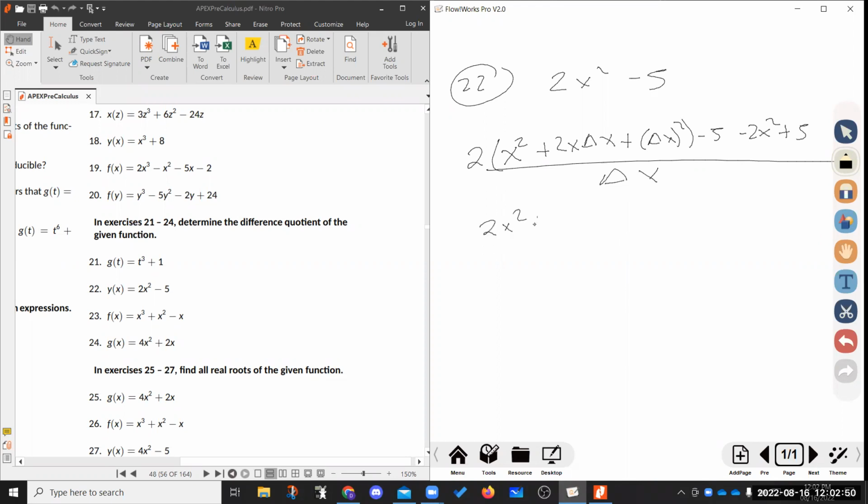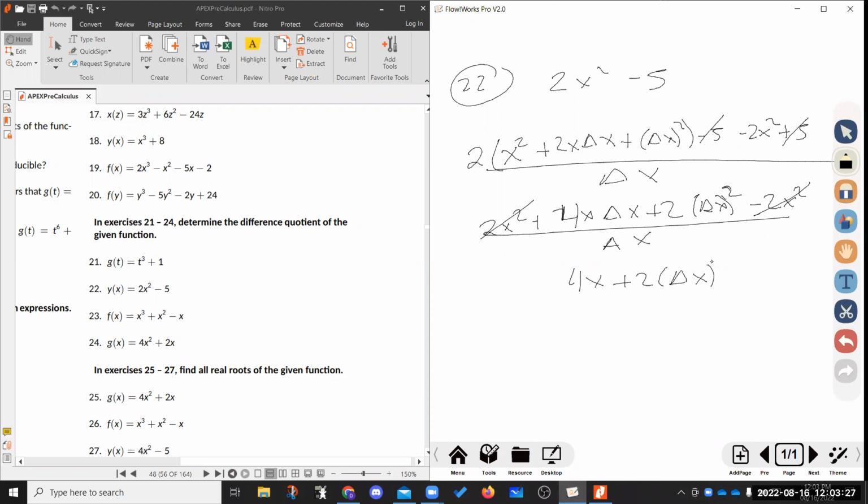This is going to be 2x squared plus 4x delta x plus 2 delta x quantity squared minus 2x squared plus 5. Let me just go ahead and say this made a 0 there. Then this makes a 0. And then I'm reducing the power of delta x here. And there's my difference quotient for number 22.